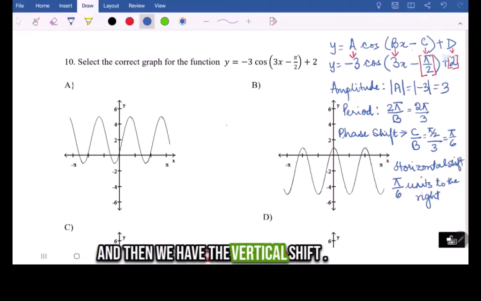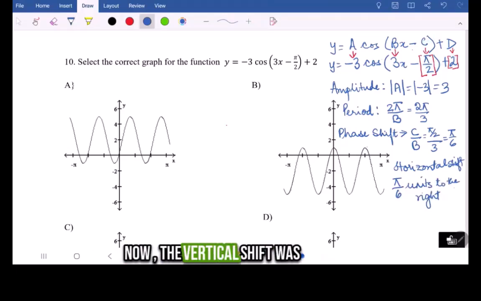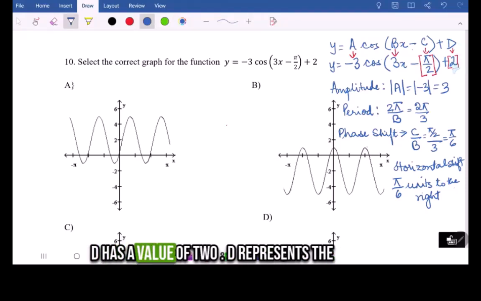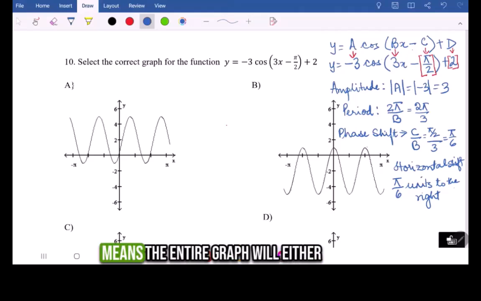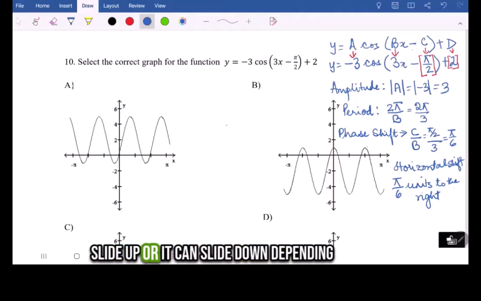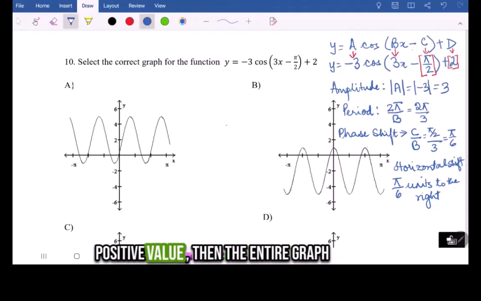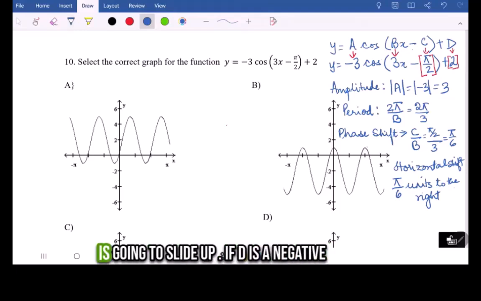And then we have the vertical shift. Now the vertical shift was something we didn't see before. Here D has a value of 2. D represents the vertical shift of the graph, which means the entire graph will either slide up or slide down depending on the sign that D has. If D is a positive value, then the entire graph is going to slide up. If D is a negative value, the graph is going to slide down.